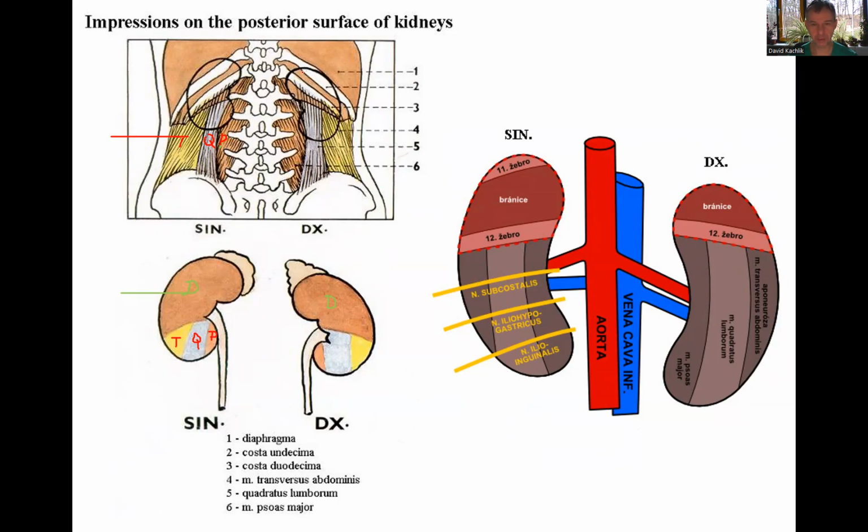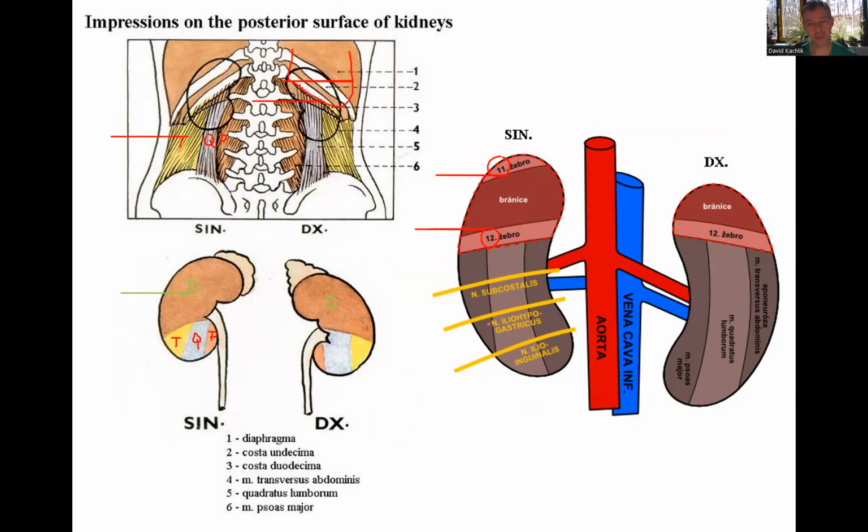Behind the diaphragm, don't forget that we have the pleural cavity. So the pleural cavity is between the diaphragm and the ribs. So which ribs are in contact with the kidney, and which rib fractures can harm the kidney? 11th and 12th. So the three ribs.